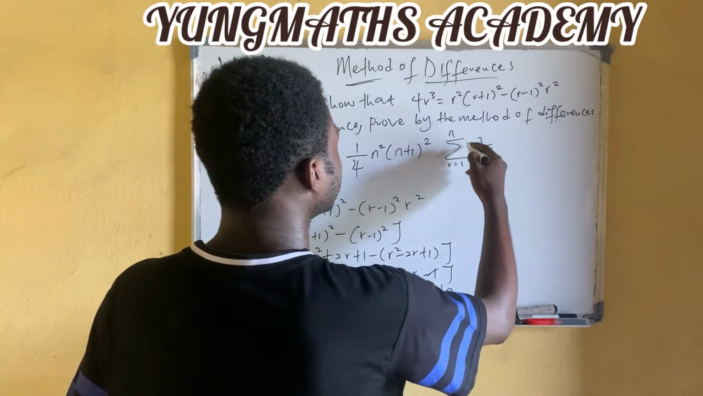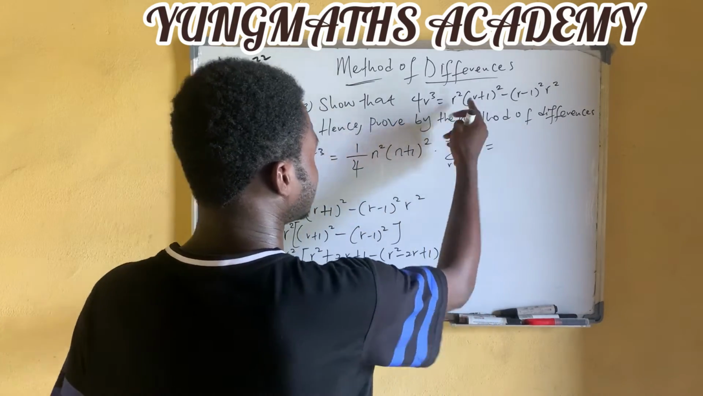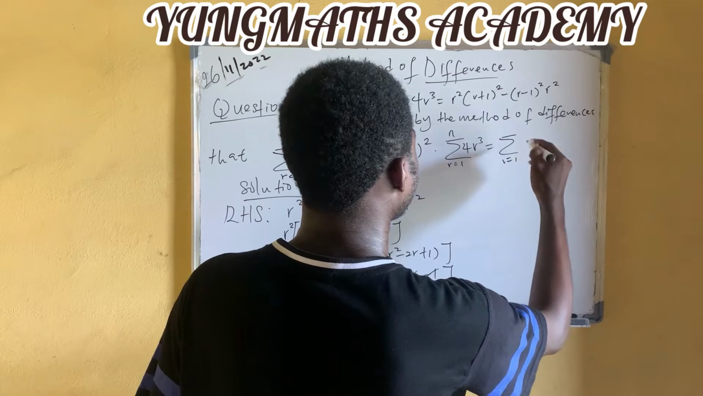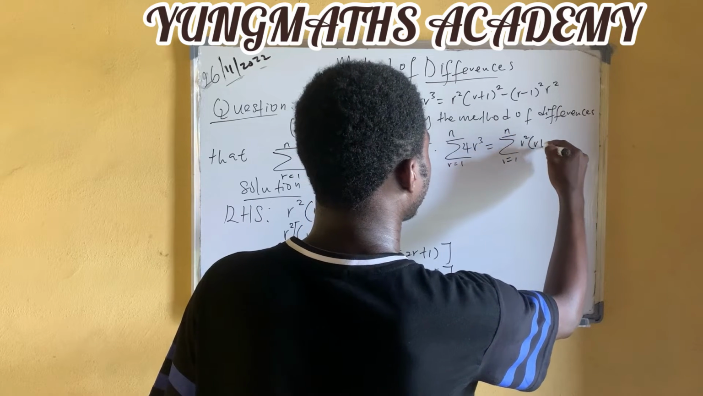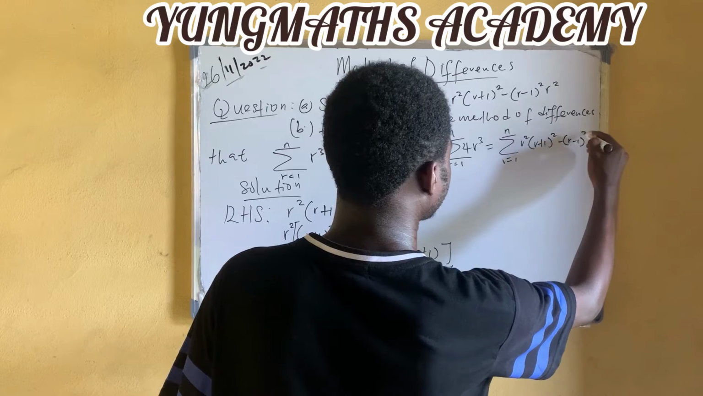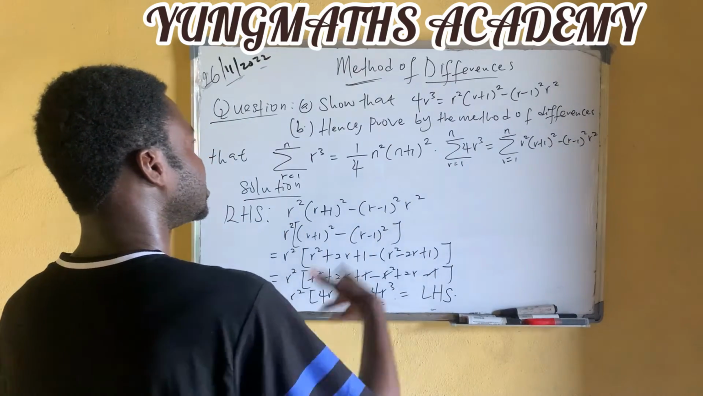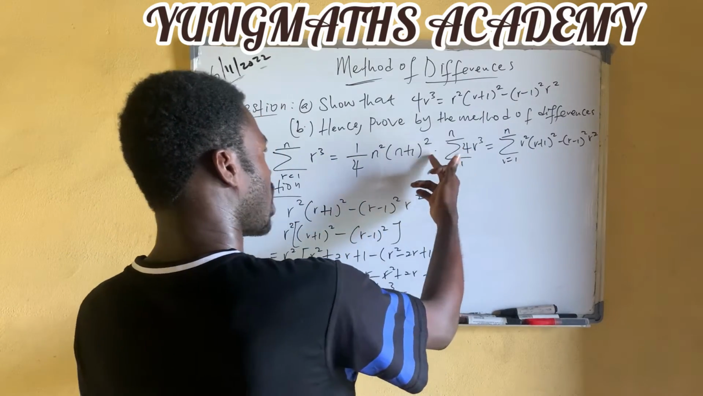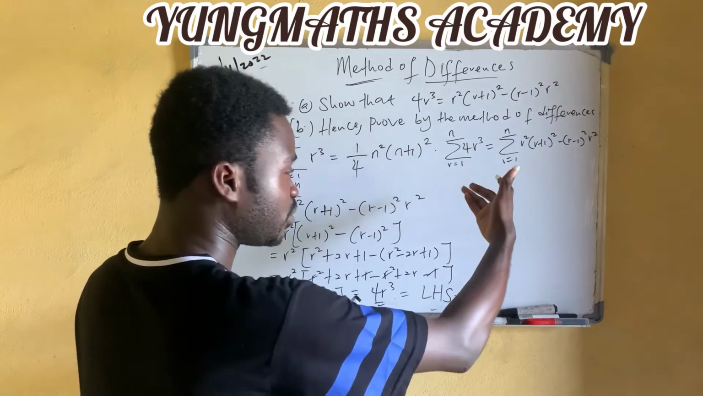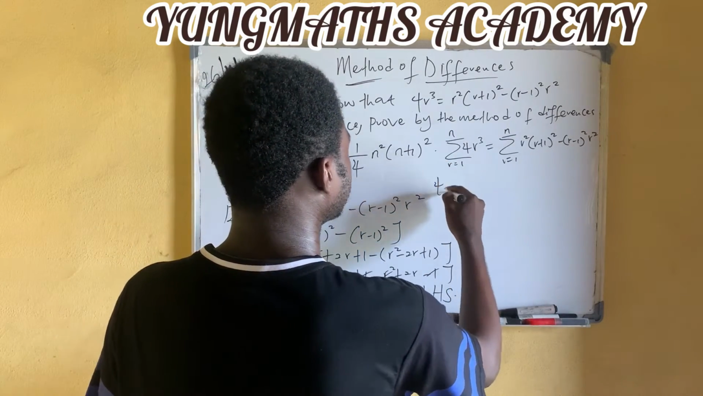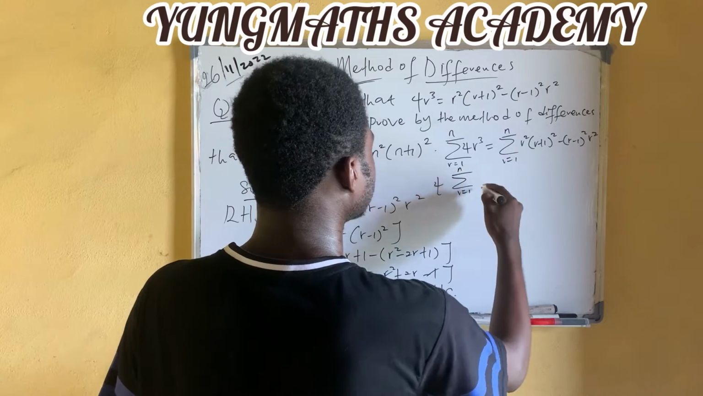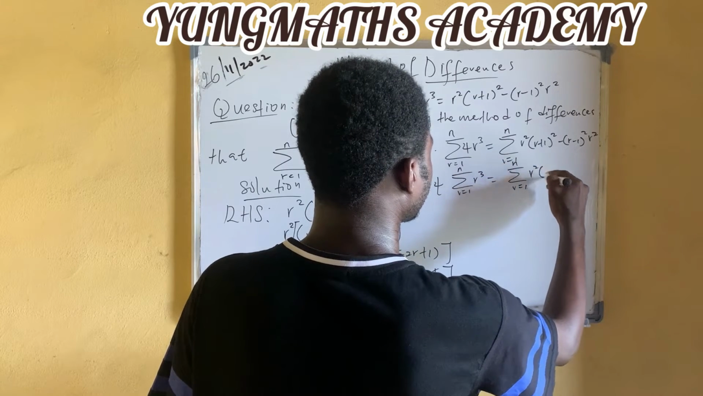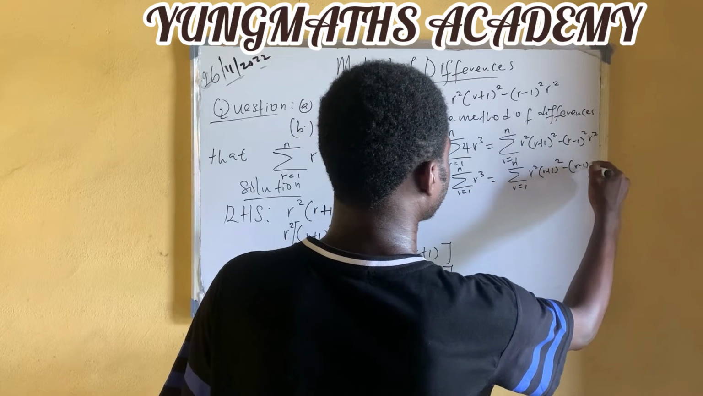So what I will do is to put 4 here, which is the same thing as saying I have summation r from 1 to n r squared r plus 1 squared minus r minus 1 squared r squared. But the only thing we are given in the problem here is r cubed, not 4r cubed. If I factor out 4 from the summation, then I can divide both sides by 4. So I have 4 summation r from 1 to n r cubed is equal to summation r from 1 to n r squared r plus 1 squared minus r minus 1 squared r squared.